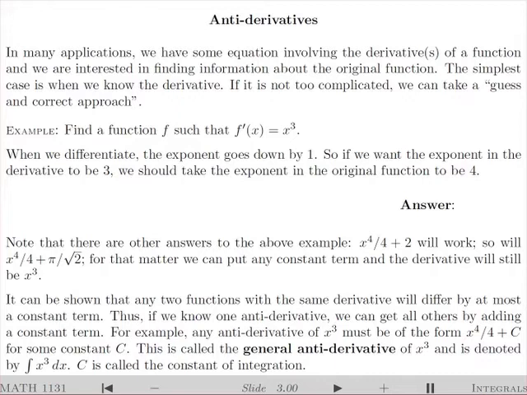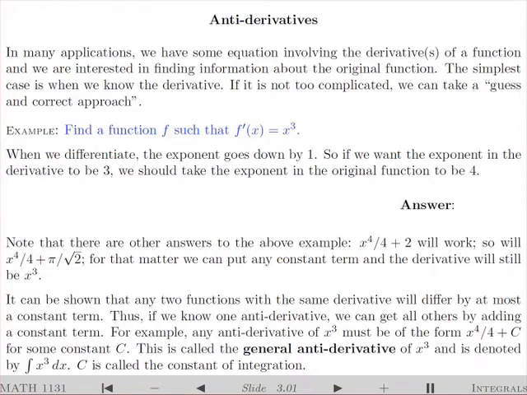The simplest way in which we can do this is to guess the answer, or at least try to guess the form of the answer based on our knowledge of differentiation. This works only for very simple examples. So let's start with one such. We will find an antiderivative of x cubed.